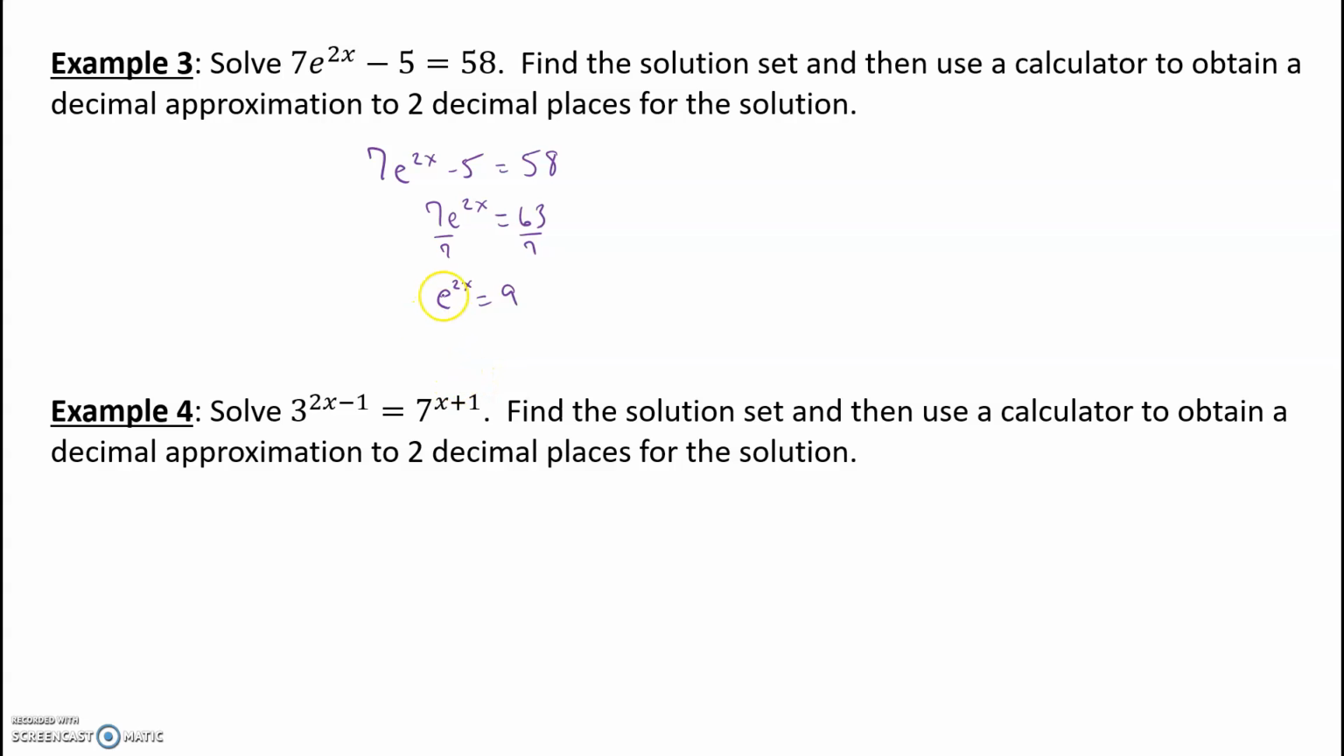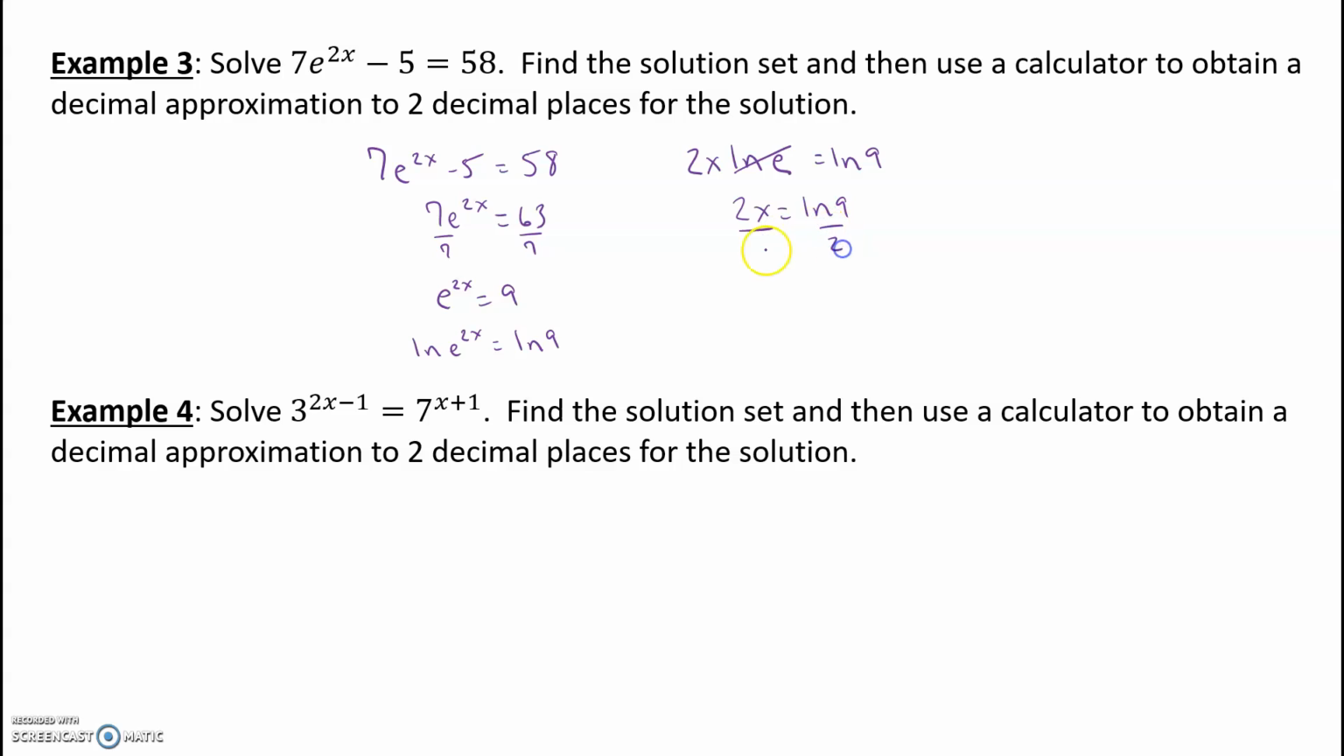And then again, I see e, I want to say natural log. So natural log of e to the 2x equals natural log of 9. I'm going to bring that 2x out front. 2x times natural log of e equals natural log of 9. Now here, natural log of e is 1, right? e to what power is e? e to the first. So you have 2x equals natural log of 9.